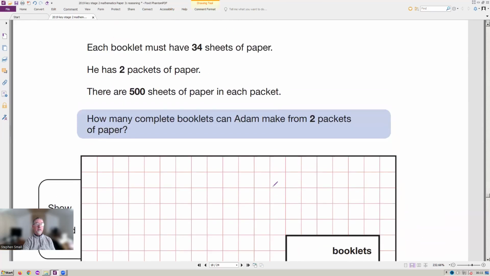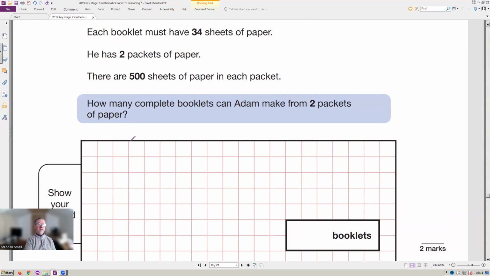And we've got to put it all there. Well, we'll work out the number of sheets first, I think. He's got 2 packets of paper, 500 sheets in each packet. So he's got 2 times 500. He's got 1,000 sheets. Divide by 34. That's how this is going to work.